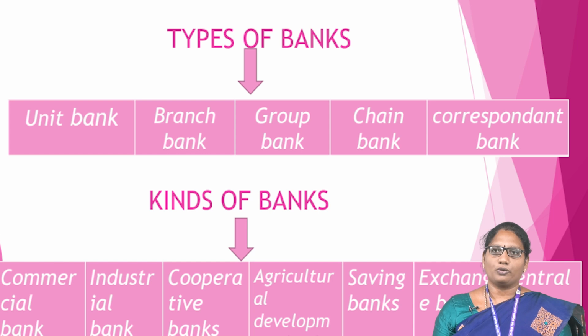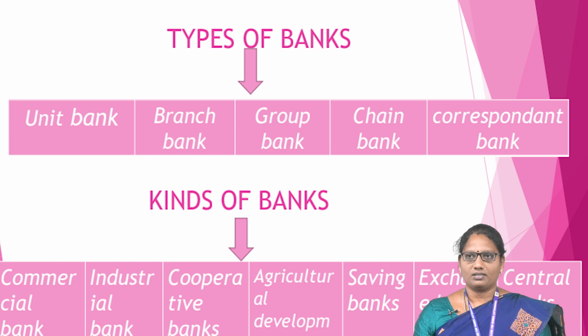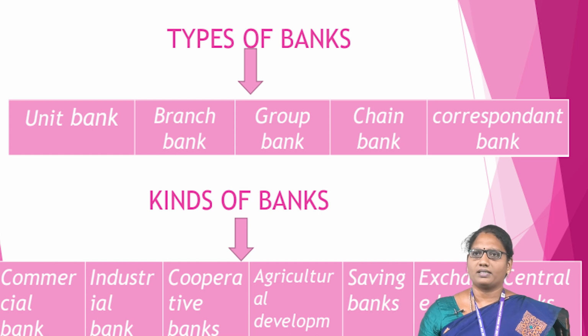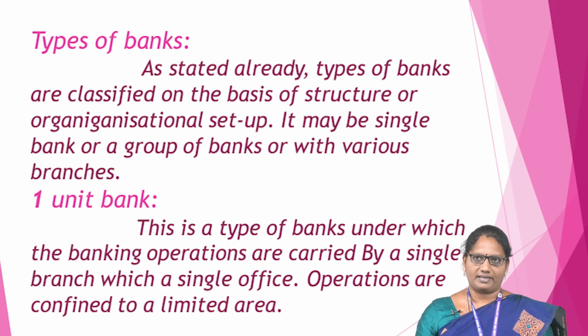Types of banks: unit bank, branch bank, group bank, chain bank, correspondent bank. Next, kinds of banks: commercial bank, industrial bank, cooperative bank, agricultural development bank, savings bank, exchange bank, central bank.